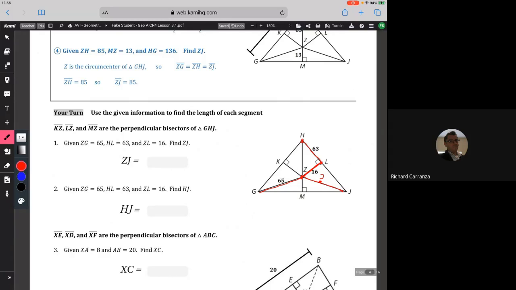So look, if CG is 65, then the other side is congruent. That's what the theorem says. Even CH should be the exact same. So CJ would also be 65.